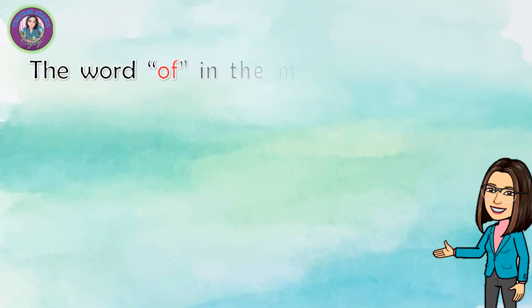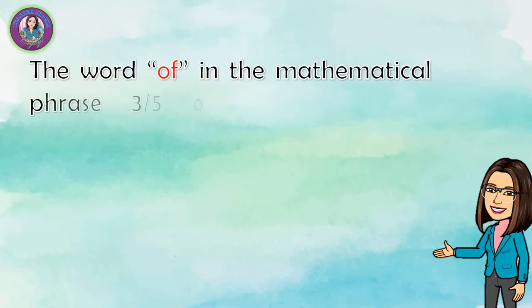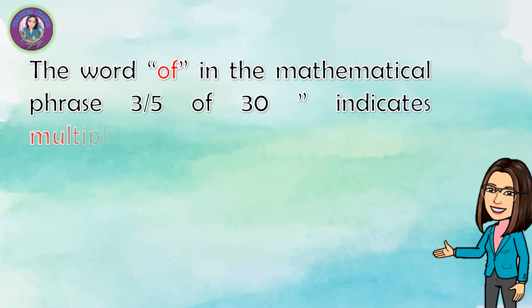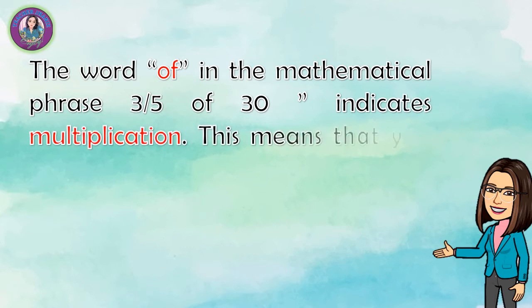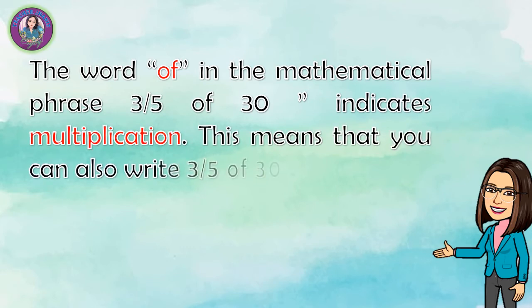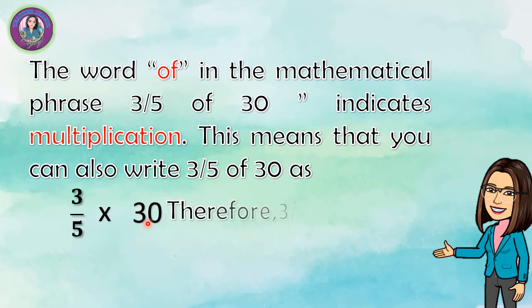The word "of" in the mathematical phrase 3/5 of 30 indicates multiplication. This means that you can also write 3/5 of 30 as 3/5 times 30. Therefore, 3/5 times 30 equals 18.